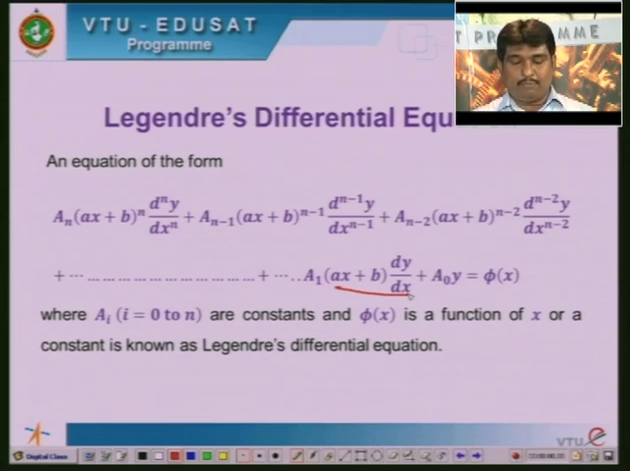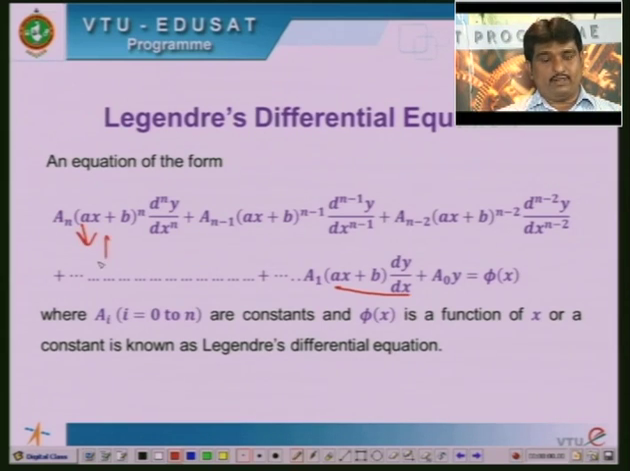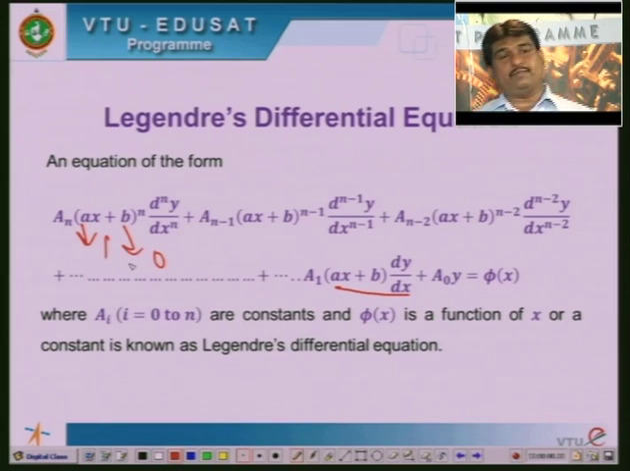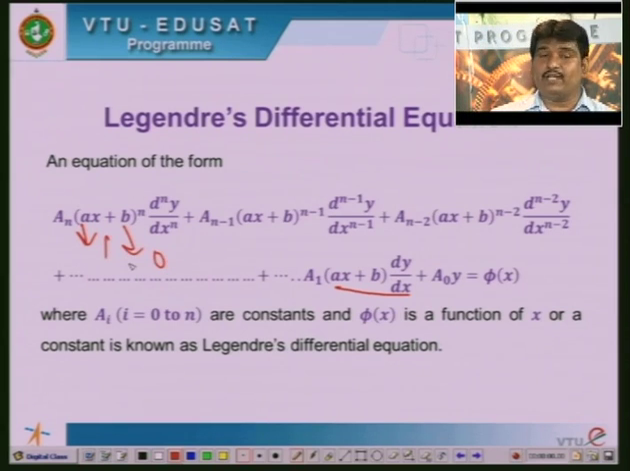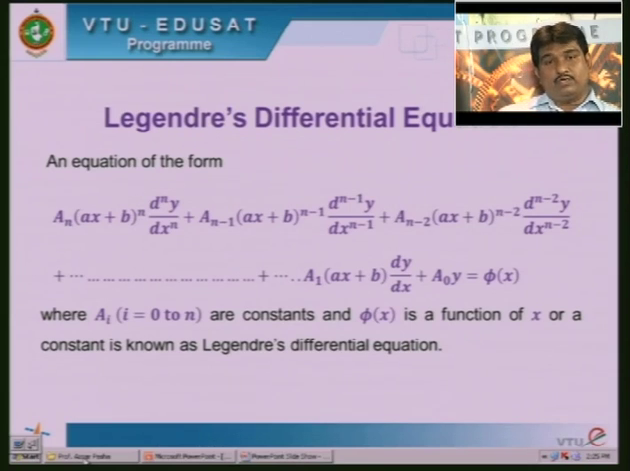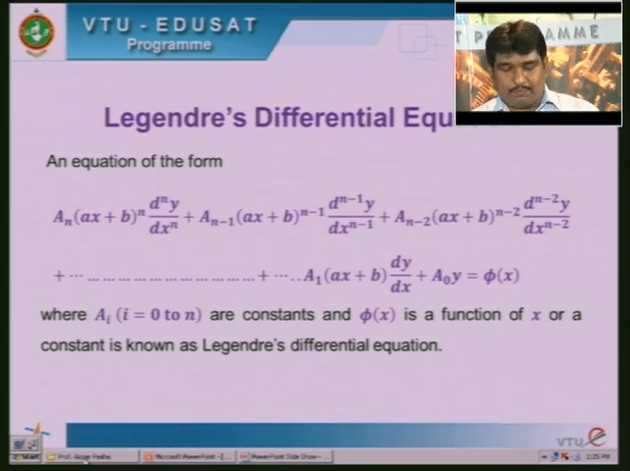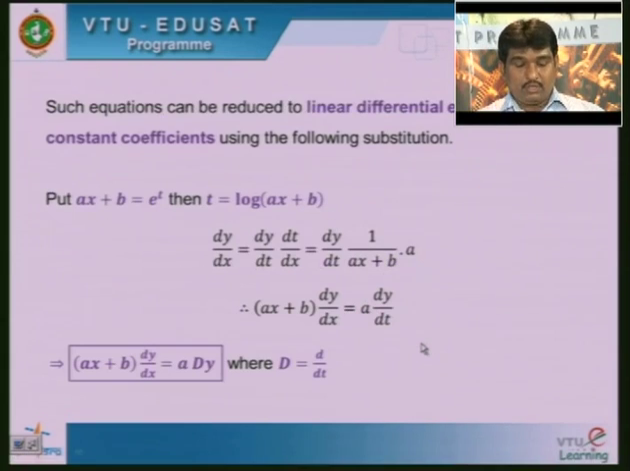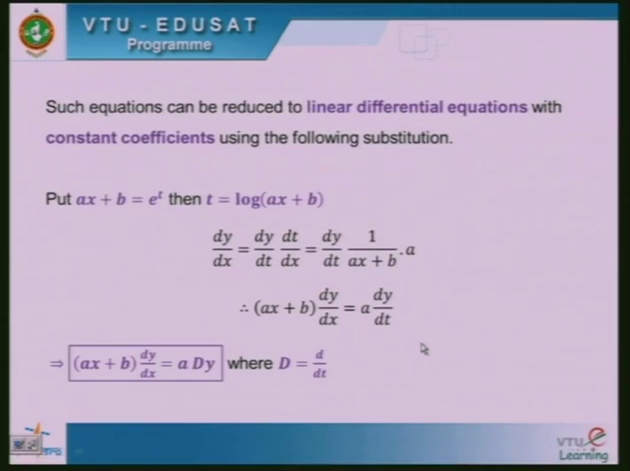So it follows a pattern similar to Cauchy's differential equation. This reduces to Cauchy's differential form when a is 1 and b is 0. In that case it becomes an into x to the power of n, the nth derivative of y with respect to x. So the procedure of solving Legendre's differential equation remains the same as Cauchy's differential equation. So we need a suitable substitution. In Cauchy's it was x, here it is ax plus b. So the substitution is: put ax plus b equals t.